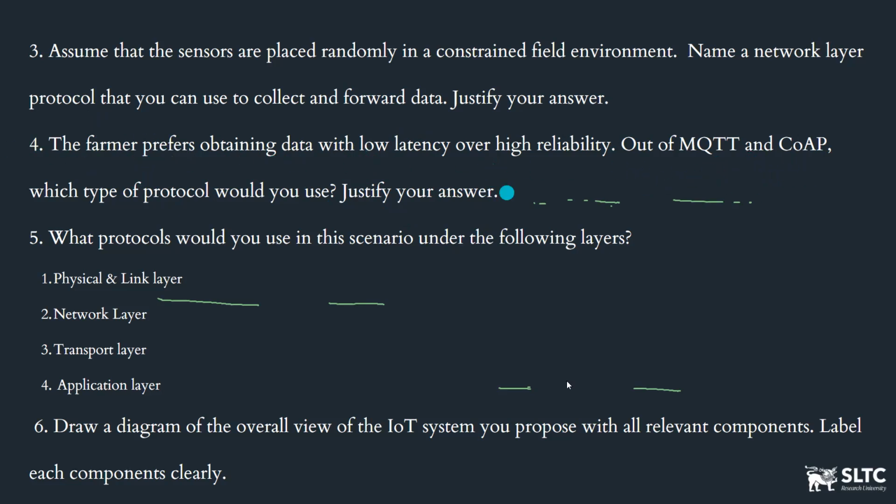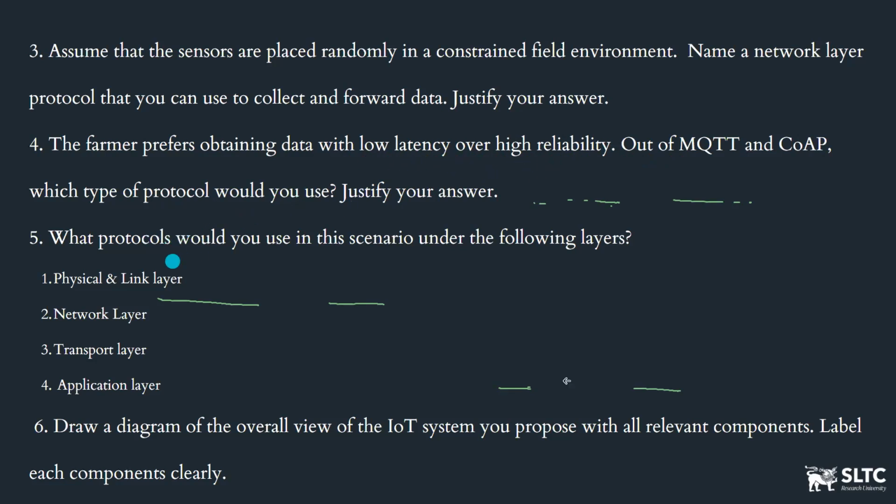So the farmer is preferring low latency communication over high reliability. The farmer is saying he wants low latency data. That means he needs frequent data, and he doesn't need high reliability much. Because of that, you need to decide what is the best protocol based on this requirement.